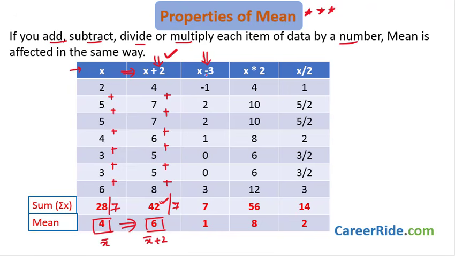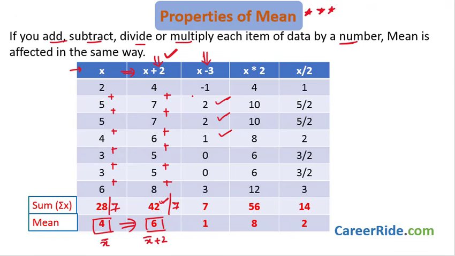Similarly, we'll go ahead. So x minus 3. Let us see if we subtract 3 from each of the values of x. So the new values of x, this column would come out to be 2 minus 3, that is minus 1. 5 minus 3, that is 2, right? 5 minus 3, that is 2 again. 4 minus 3, 1 again. Similarly, all these values of the third column come out.